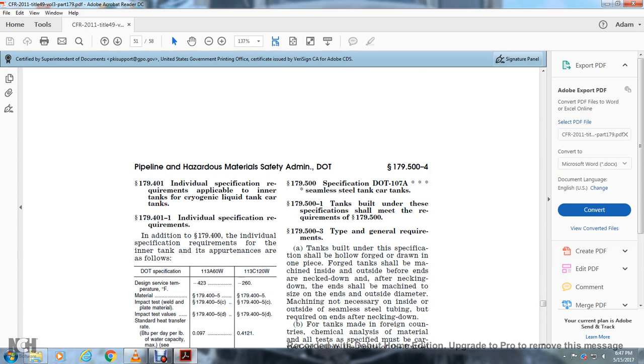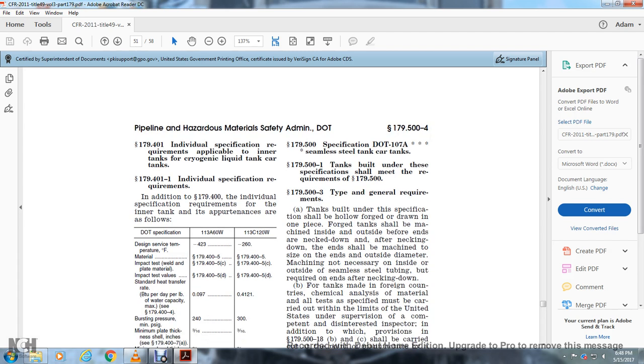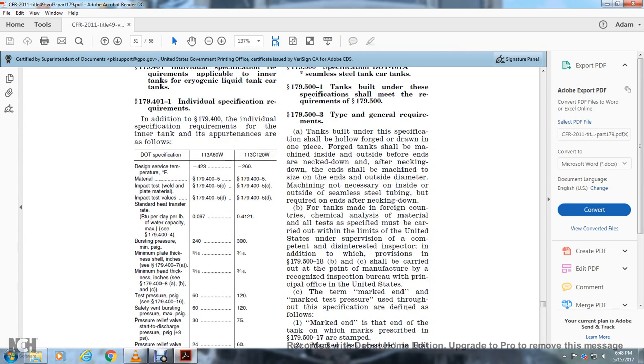49 CFR 179.401, individual specification requirements applicable to the inner tanks of cryogenic liquid tank cars. Individual specification requirements for the inner tank are as follows: DOT specification, surface temperature, material impact test of the welded and plate materials, impact test values, standard heat transfer rate in BTU per day per pound of water capacity maximum, bursting pressure minimum PSI gauge, minimum thickness of the shell plate.